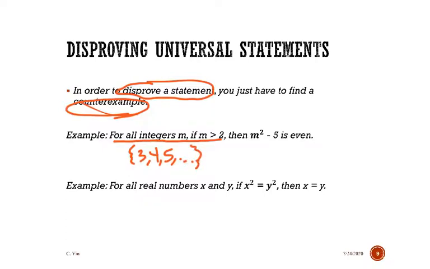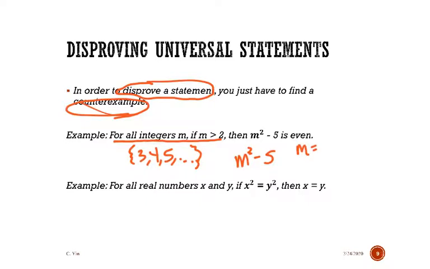All right, and then what we want to do, since we know that we're trying to disprove this, we want to find one of these numbers in here such that this m squared minus 5 is not even. All right, so we want to find a counterexample. So can we find a number to plug in such that m squared minus 5 would not be even?